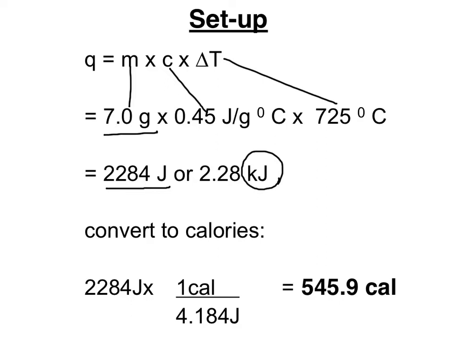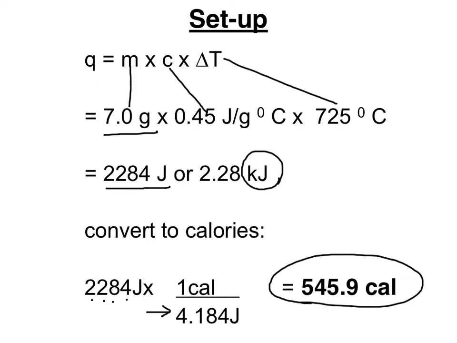We can look at how many calories that would be with a simple dimensional analysis here. We're going to take 2,284 joules and divide that number by the amount of joules per calorie. So that's just a conversion factor. So in the end we get 545.9 calories. But that's not where we end the problem exactly.